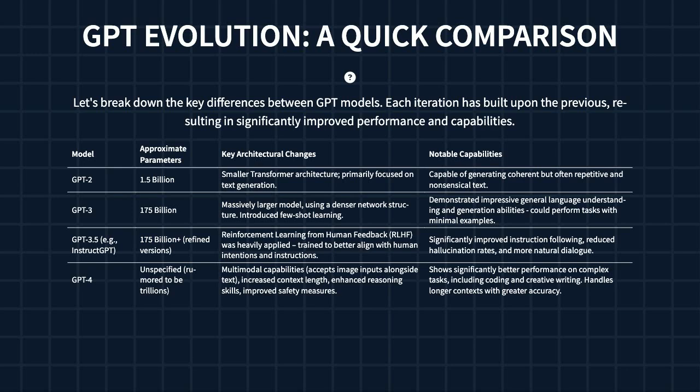Next up was GPT-3.5, where they really focused on aligning the model's responses with what humans want, using something called reinforcement learning from human feedback. That resulted in a huge improvement in instruction following. And finally, we have GPT-4, which is even bigger and more powerful. It can now handle images alongside text, has a much longer context window, meaning it can remember more of the conversation, and shows improved reasoning skills overall.